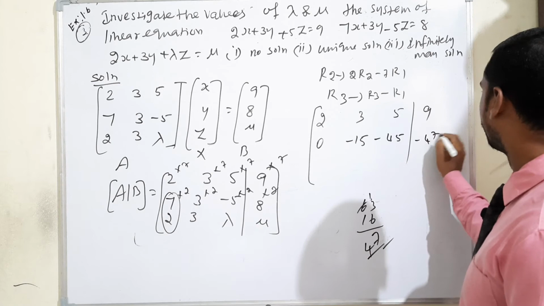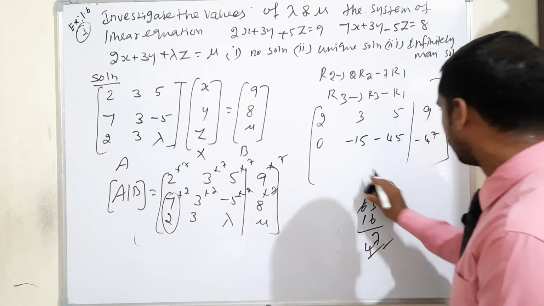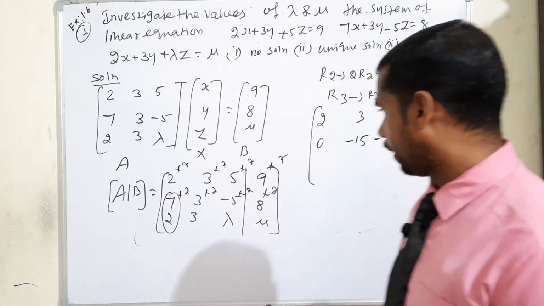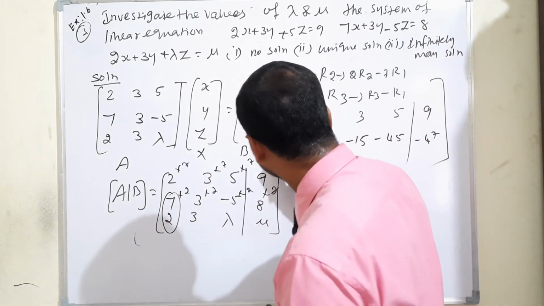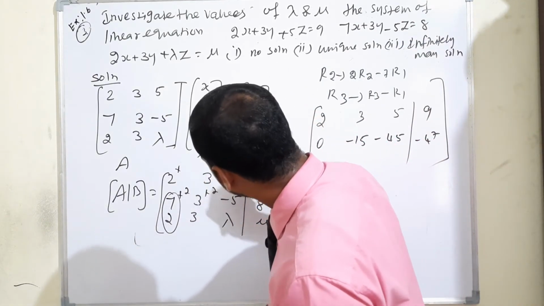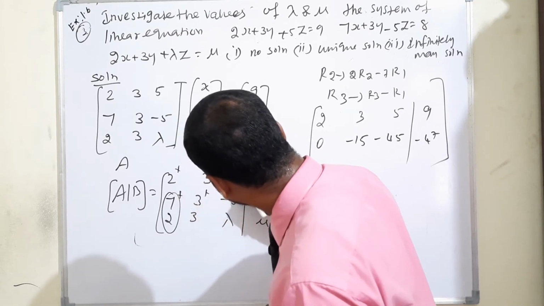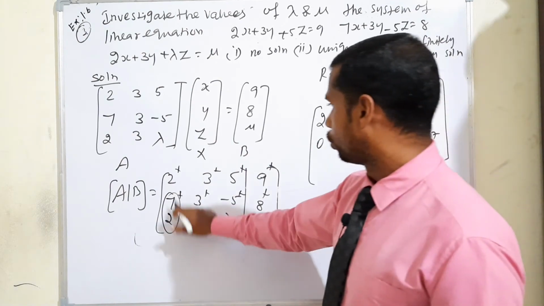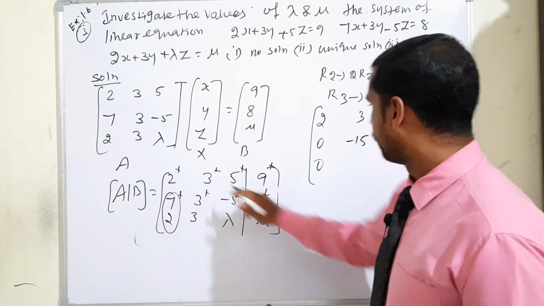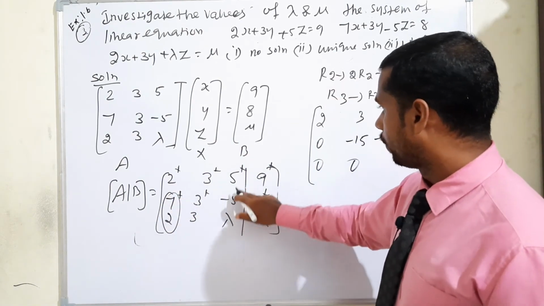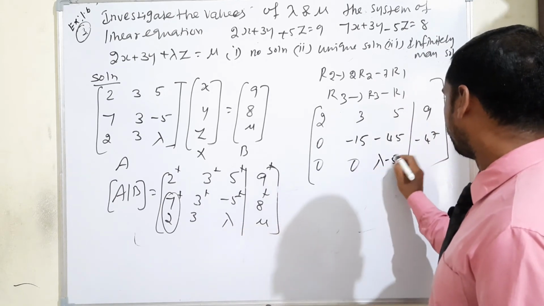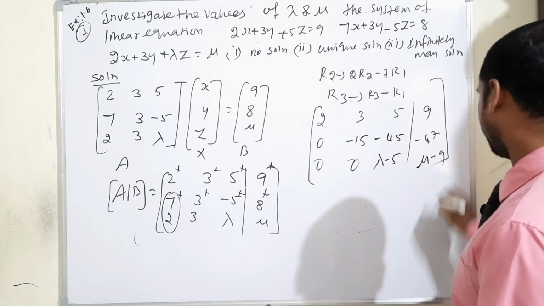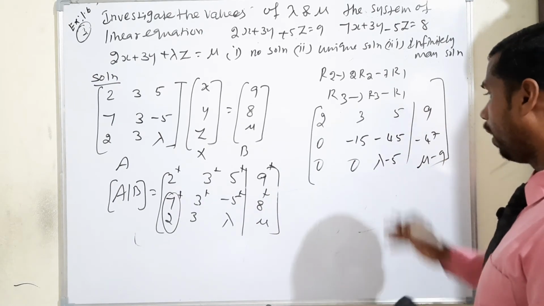So minus 47, but last one, look at there, R3 minus R1, 2 minus 2, 0, 3 minus 3, 0, lambda minus 5, isn't it? Lambda minus 5. Next, mu minus 9, isn't it? Mu minus 9. Now we have already proved, no?